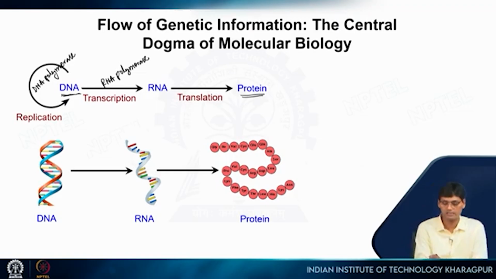This process, where we get the protein from the RNA, in this case we should say is from mRNA, messenger RNA. It gets translated and forms proteins. This step is carried out by two major things. One is the ribosome.